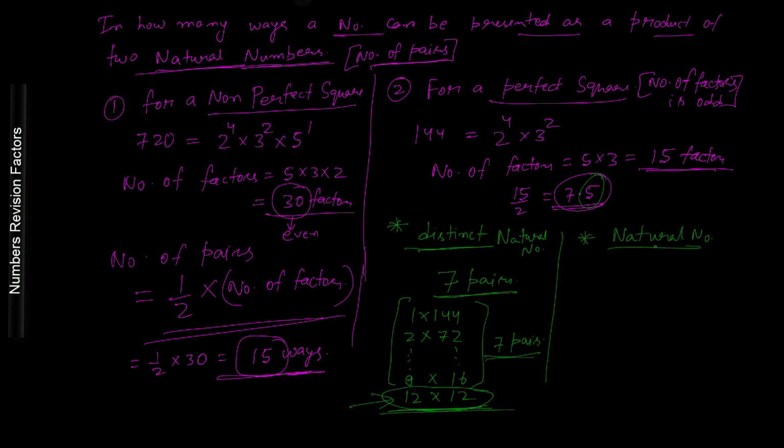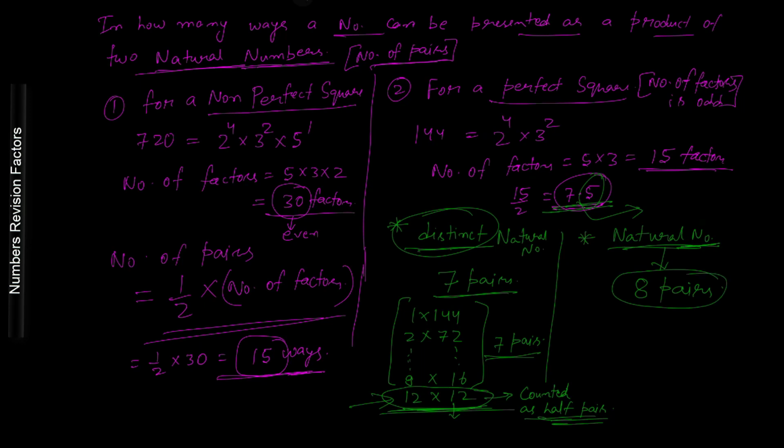But if it is simply saying natural numbers, then I'll take the next integer. 7.5 means, as I've just told you, that this 12 into 12 is counted as a half pair. So here you just need to make sure that if it is saying natural numbers, if there is no mention of distinct, then the answer would be the next value, that is 8 pairs. Or rather I should say that we count this half pair as a full pair. That's it. 7.5 is a symbolic number. It tells you whether to go below this or above this. That will depend on distinct natural numbers and simply natural numbers, right?